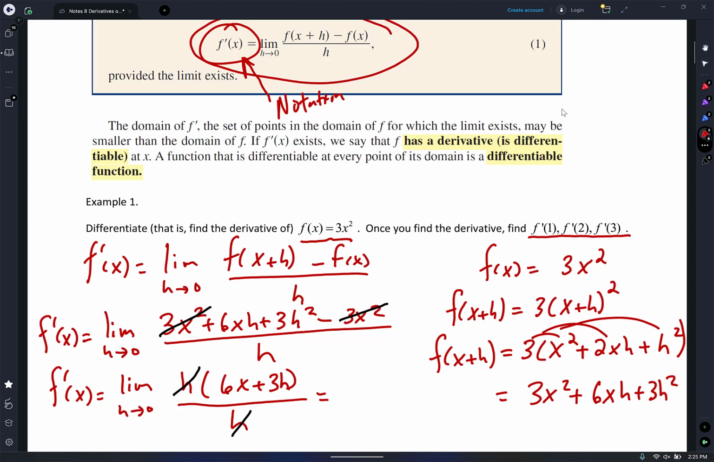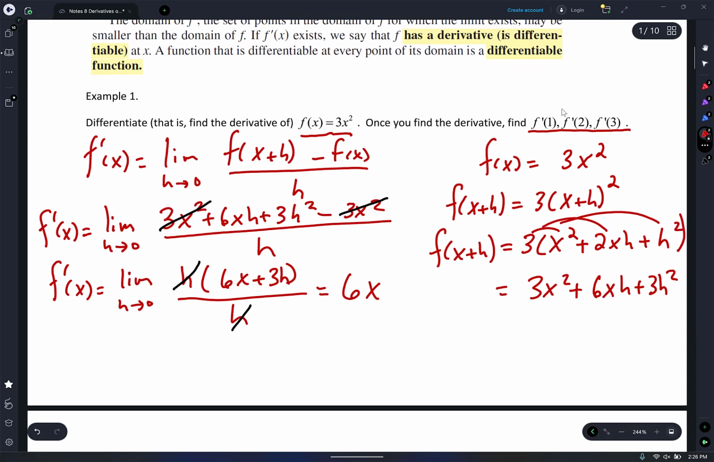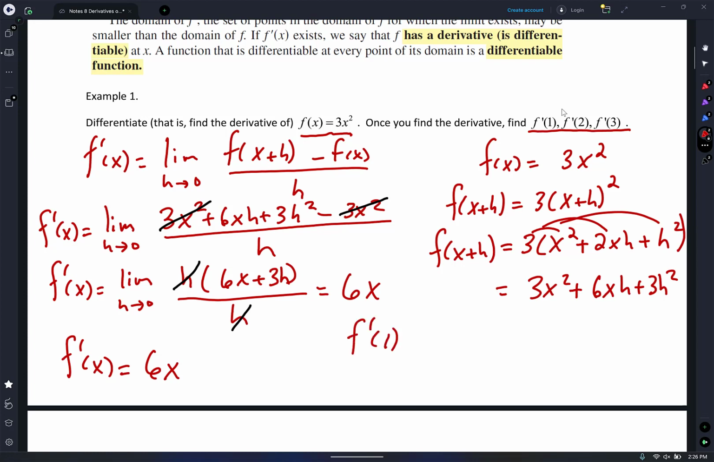So that h is approaching 0, so I just have 6x. You can write 6x plus 3 times 0 if you want, but 3 times 0, or anything times 0, is going to be 0. So I just have what? 6x. So then we say f prime of x is equal to 6x. And now let's find f prime of 1, f prime of 2, f prime of 3. So f prime of 1 is equal to 6 times 1, which is 6. So my tangent slope at 1 is 6.